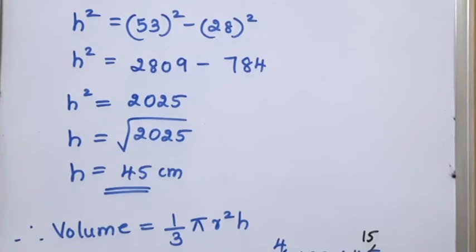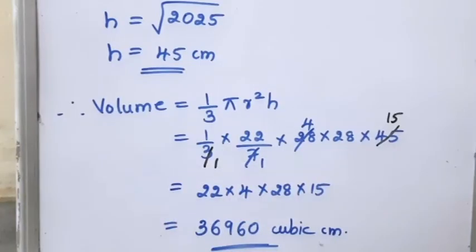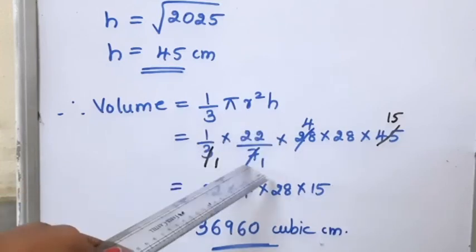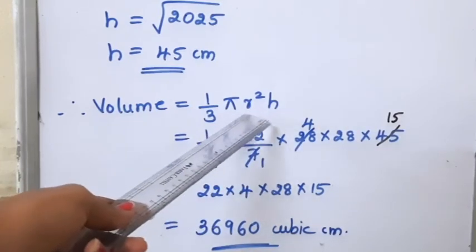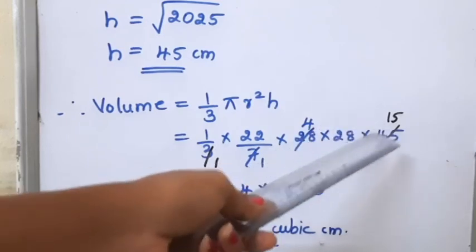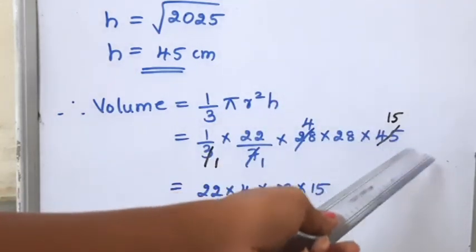Now that we got H, we will find the volume of the cone, which is equal to 1 by 3 pi r square H. This is the formula. Now we will substitute the values in the formula. We have 1 upon 3 into pi is 22 upon 7 into r square, which is 28 square, or you can write 28 multiplied by 28. Both you can write one and the same. Then H is equal to 45.